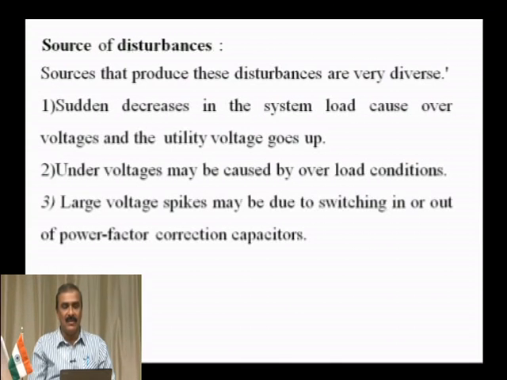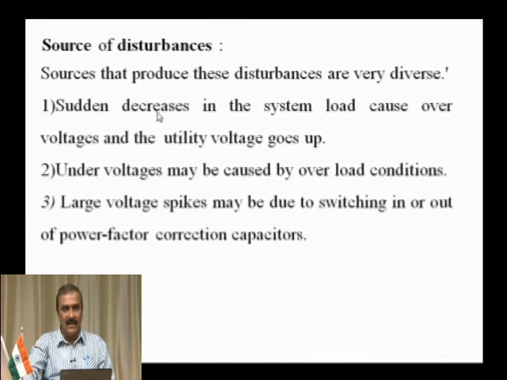The other one is under voltage, which may be caused by overload condition. So these 2 points should be very clearly understood. One is sudden decrease in system load causes over voltage. This is the cause for over voltage. You can see here, the cause of over voltage is sudden decrease in the system load. This is the first one.